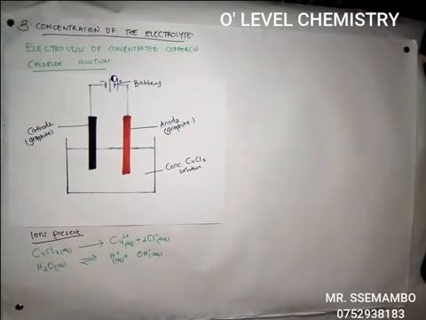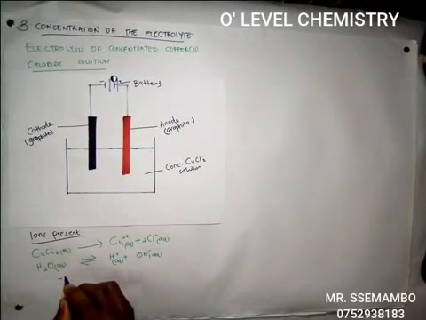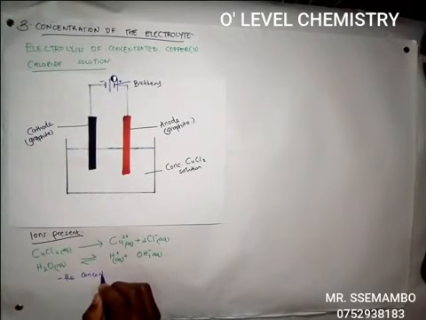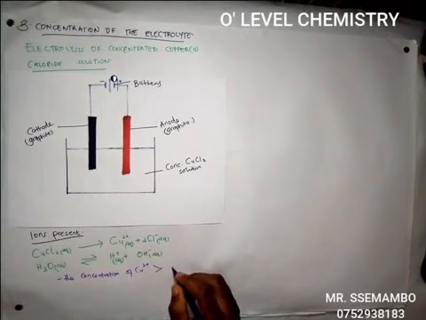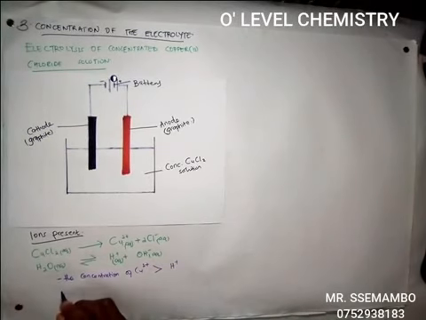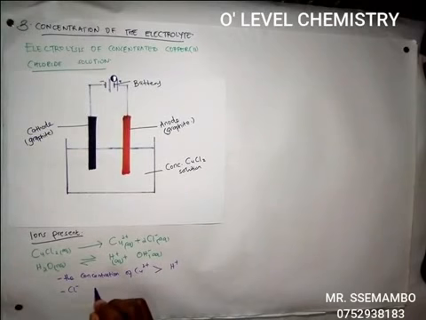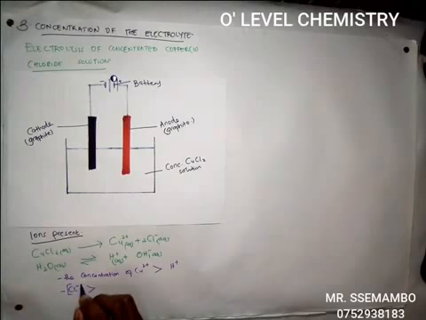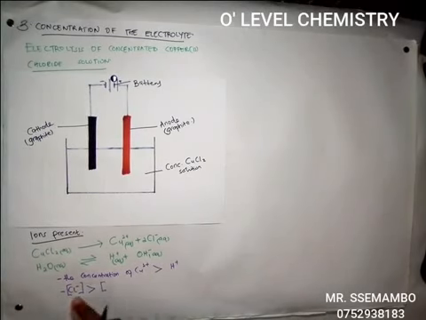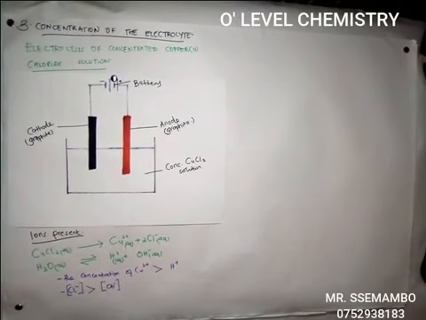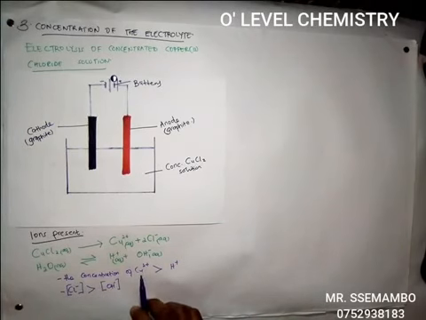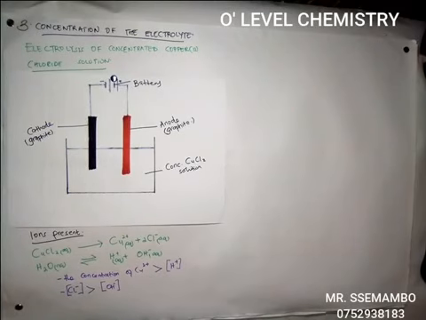What we have to consider here, there are some factors to consider. That the concentration of copper 2 ions is greater than the concentration of the hydrogen ions. Then number 2, the concentration of the chloride ions is also greater than the concentration of the hydroxyl ions. I need this bracket to show concentration. Why? It's because we have copper 2 chloride as a concentrated solution. So we have more chloride ions than the hydroxyl ions. Then we have more copper 2 ions than the hydrogen ions. So we have to put this into consideration.